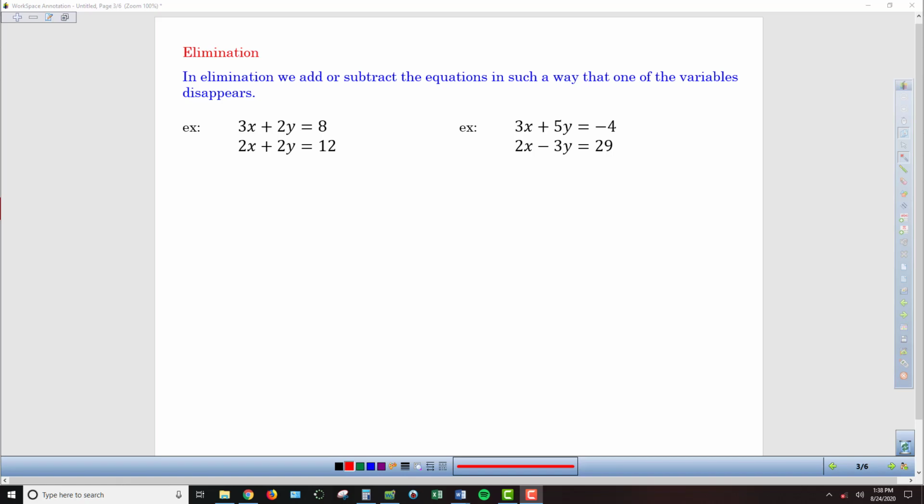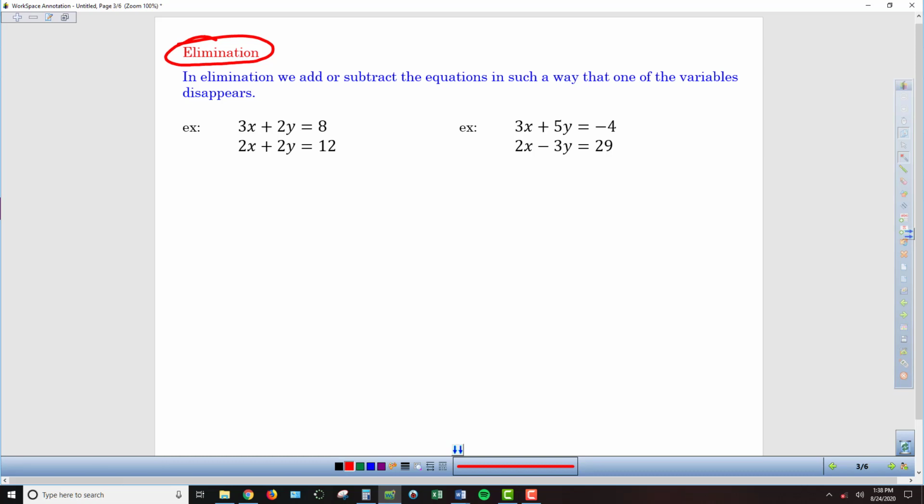Sometimes it's not easy for us to isolate one of the variables in one of the equations, or it's just going to take multiple steps like it did on the last one. And so we have a second option as to how we can solve a system of equations, and that's called elimination. In elimination, we're going to add or subtract the equations in such a way that one of the two variables disappears.